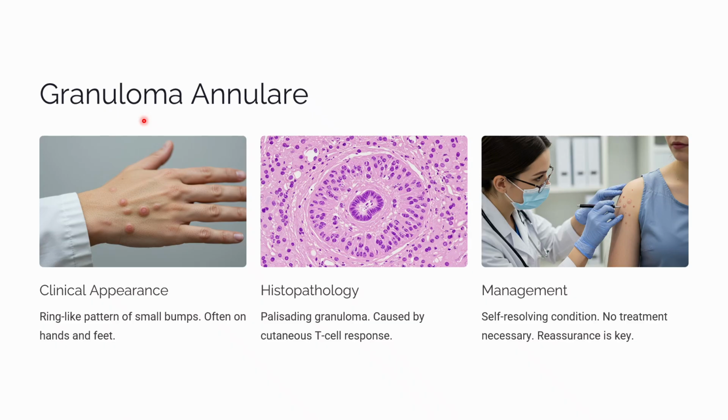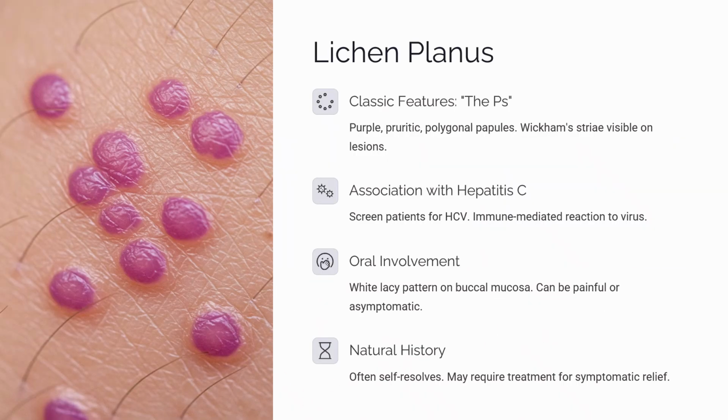What is granuloma annulare? There is a ring-like pattern of small bumps on the hand. It is caused by a cutaneous T cell response. It is a self-resolving condition. No treatment is necessary.